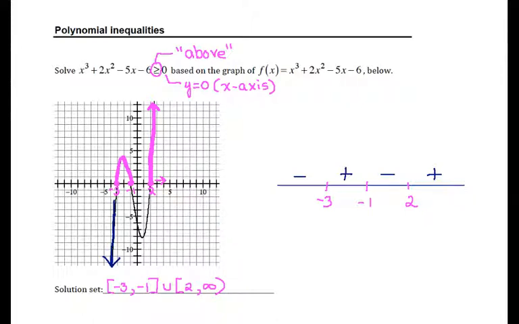Now, to figure out whether I want the positive or the negative intervals in my solution, I need to look back at my original inequality. That inequality is greater than or equal to 0, so we called that above the x-axis, but we could also call it positive. Numbers that are greater than 0 are positive numbers. So looking at this number line, I would know from the inequality to highlight the positive intervals.